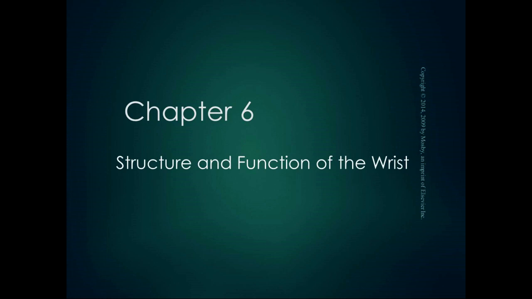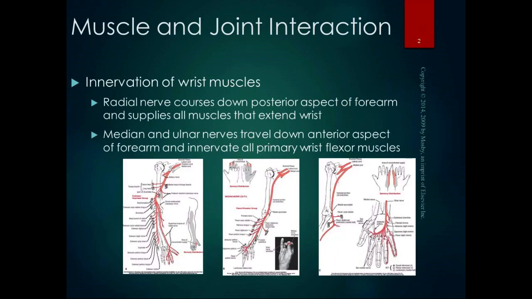Okay, so now we're going to start talking about the muscles and the function of the wrist. So the innervation of the wrist muscles: the radial nerve courses down the posterior aspect of the forearm and supplies all the muscles that extend the wrist. So if it's on the posterior side, if it's an extensor, it gets the radial nerve.